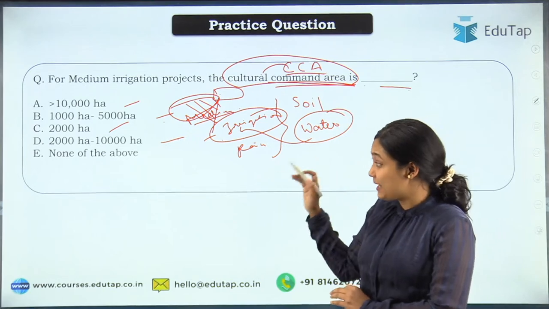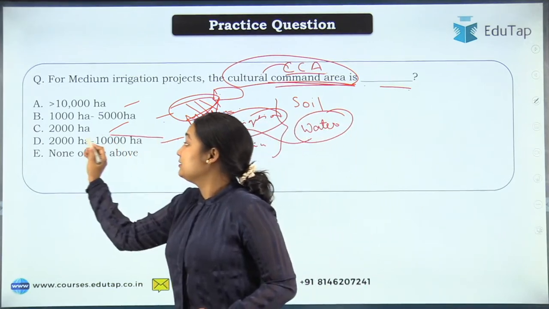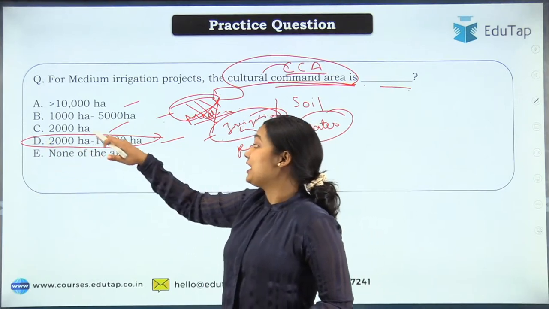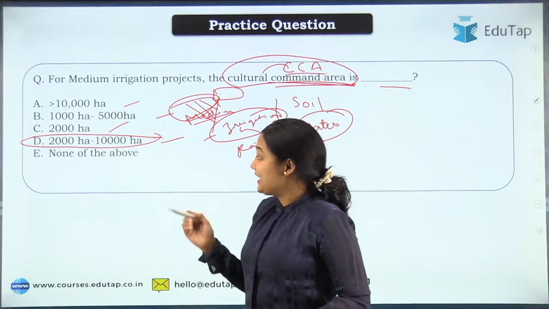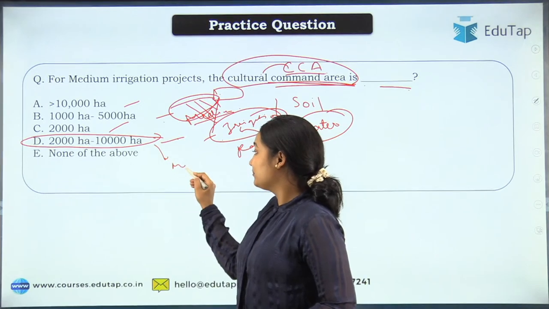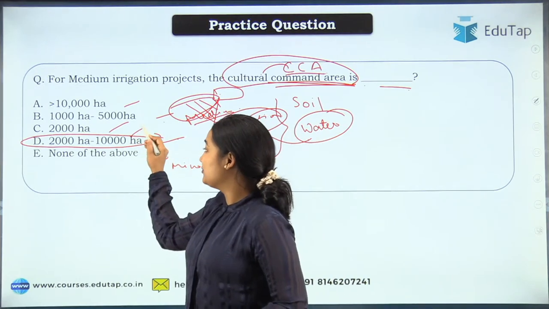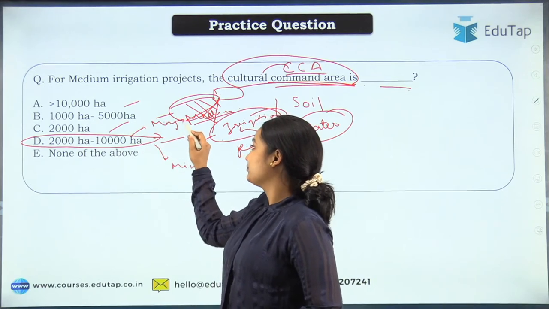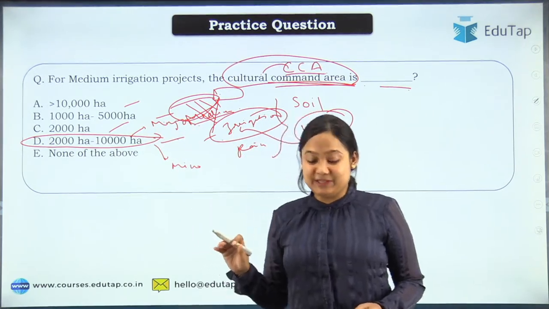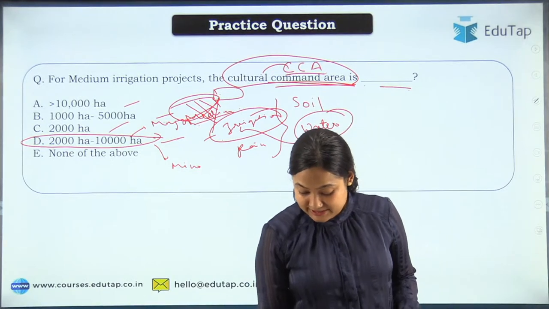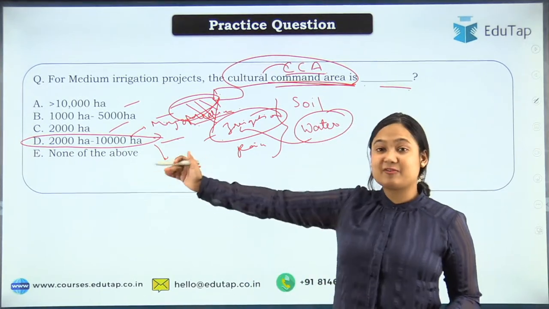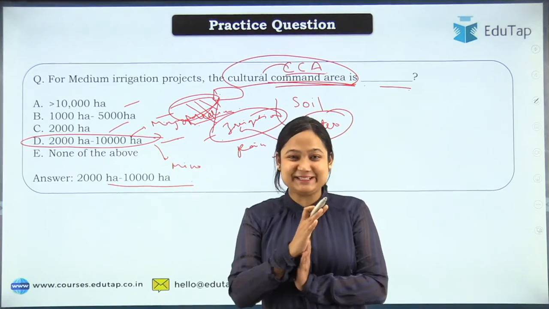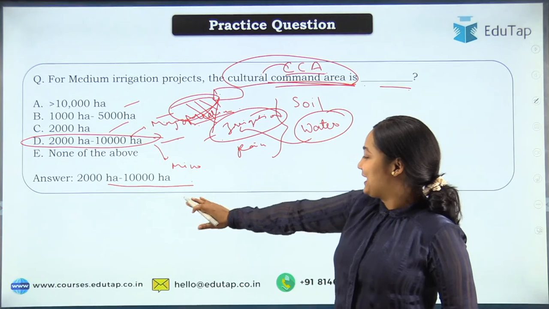For your examination, you will have to remember that for a medium size project, our cultural command area is 2000 to 10,000 hectare. Anything below that will be minor, and anything above 10,000 will be a major project. So what will be the correct answer? Most people in the comment section have also given the correct answer, and of course the correct answer is 2000 to 10,000 hectares. Quite easy. So that is out of the way.